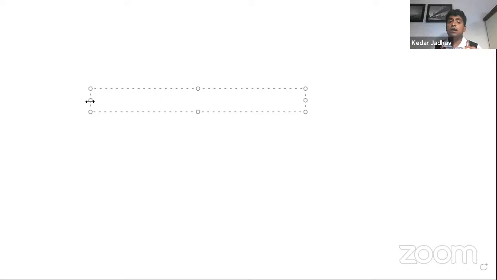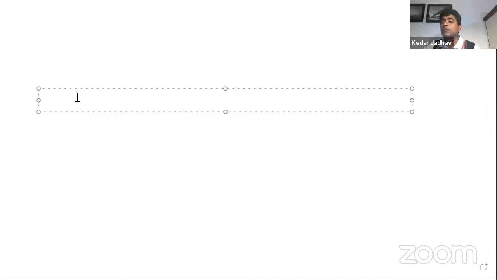Main hint deta hun, this is a trick question. Again, rule kya hai? Second position wala verb, conjugating verb hum uthayenge aur end mein leke jayenge. Everybody clear? Yes, sir.